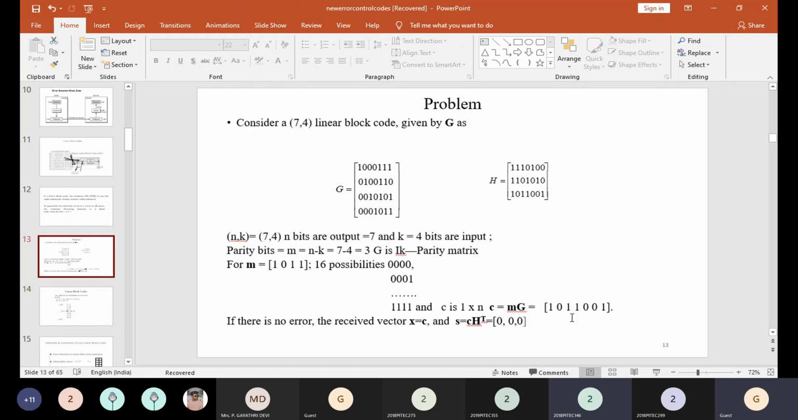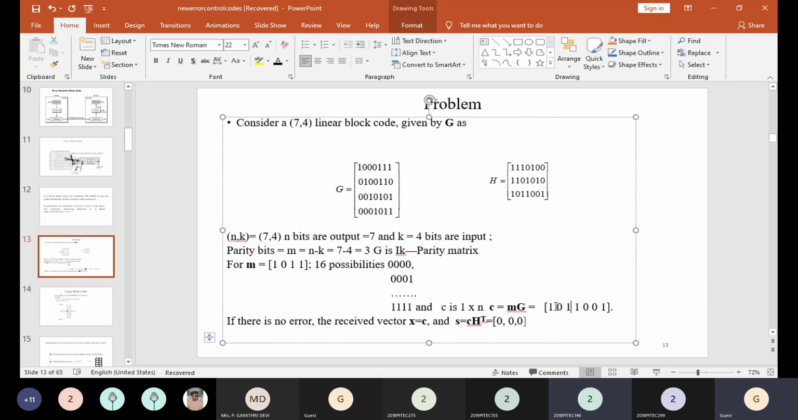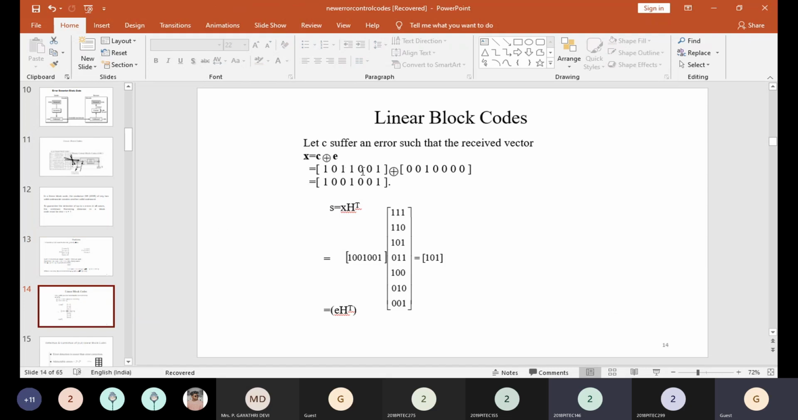The code word is taken from here. So you have 1011000, and here you have the error pattern 0010000. You just perform modulo 2 addition, or XOR operation. As you know, for either all lower or all higher values you get 0, and if you XOR 1 and 0 it is 1, and 0 and 0 it is 0. Likewise, if you do this operation, you get the received vector R.